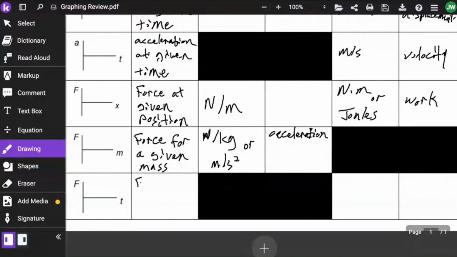Final graph, force versus time. The meaning of the data points is force at a given time point. Units of the area under the curve, again, we're multiplying the axes, so we would have force in newtons times time in seconds, and force times time. The meaning of the area under the curve, force times time, would be impulse.